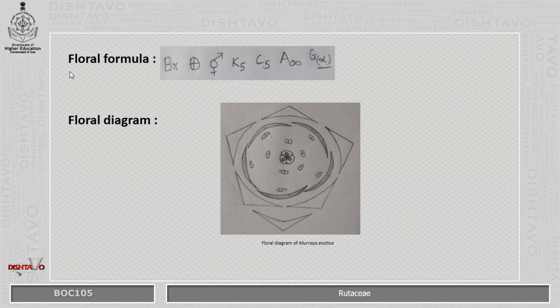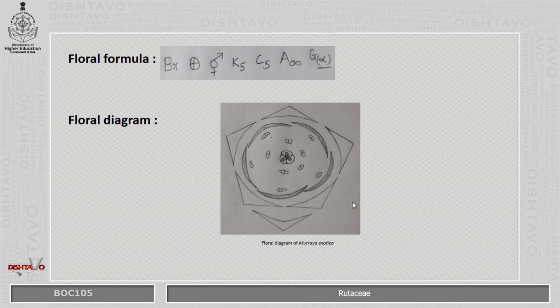Coming to the floral formula and floral diagram, we can see that the flowers are bracteate, actinomorphic, bisexual, calyx is 5, corolla is also 5, stamens are indefinite, and gynoecium is also indefinite. In this case, it is syncarpous and superior. So it depends from genus to genus how many carpels are present.